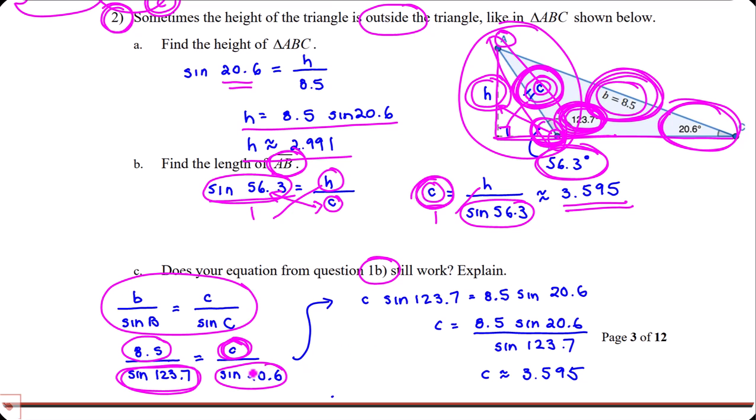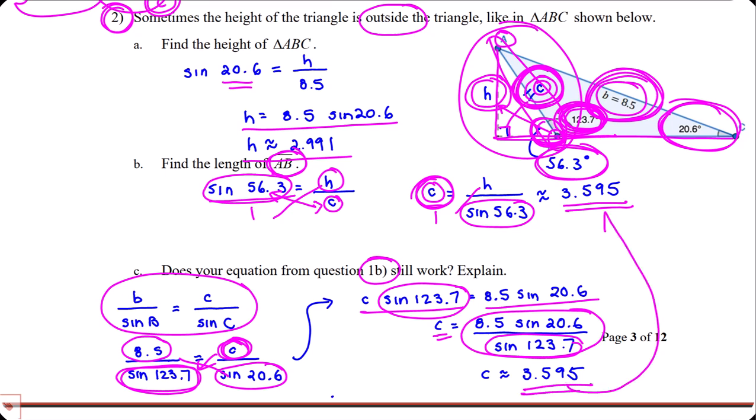So I cross multiply this way and this way. To get the c by itself, I divide by this. That's why it ends up down here. And then if I pop this into the calculator and do this division, sure enough, I get the same side c. Looks like this ratio works.